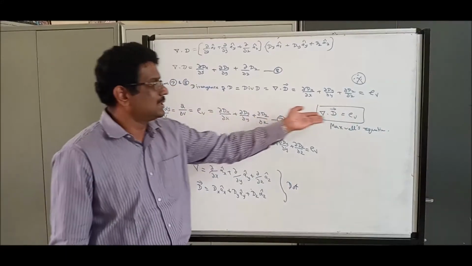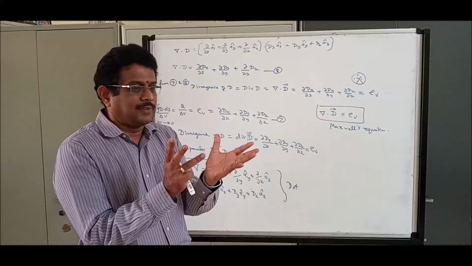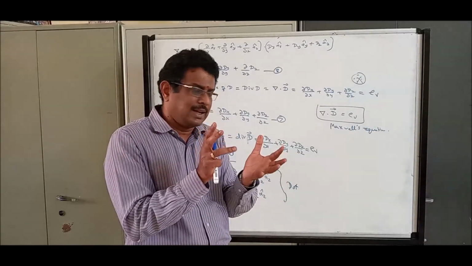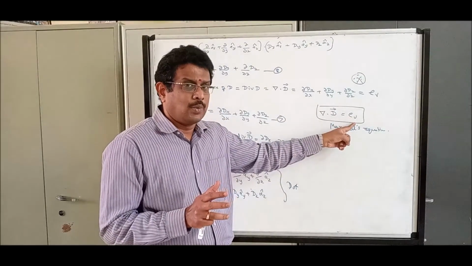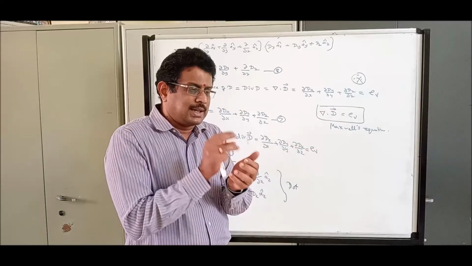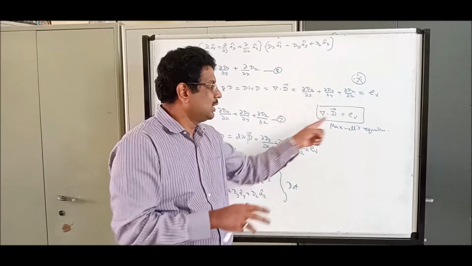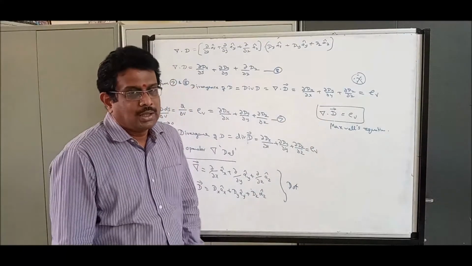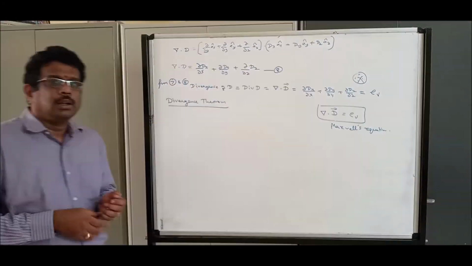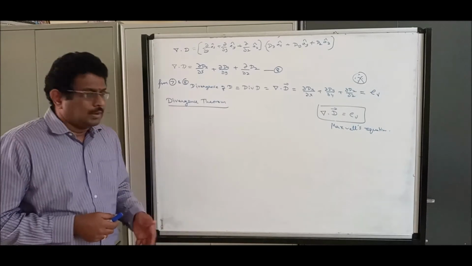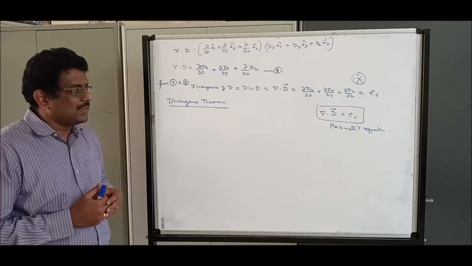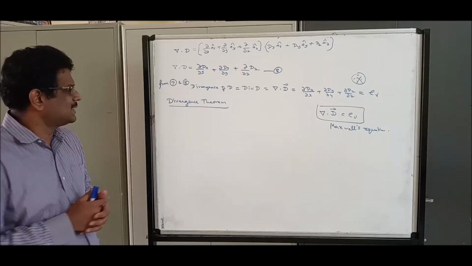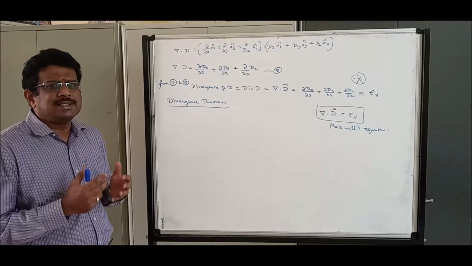Divergence of D is nothing but rho, which means if there is a volume and charge is inside, definitely the flux will come out. Flux will come out as a divergence, that is expansion. So kindly make a note of this. From Maxwell's equation, divergence of D equals rho v, we are going to derive one small concept called the divergence theorem.